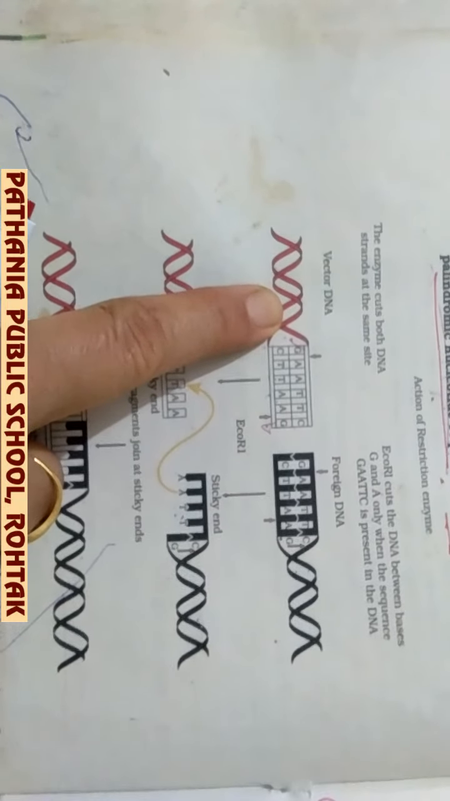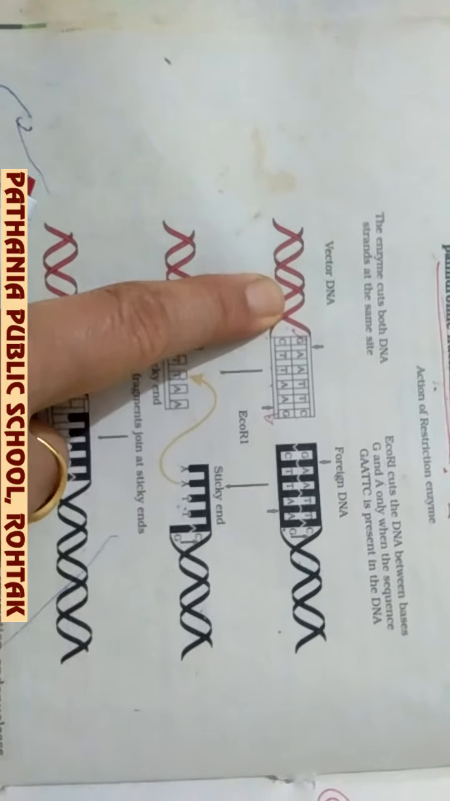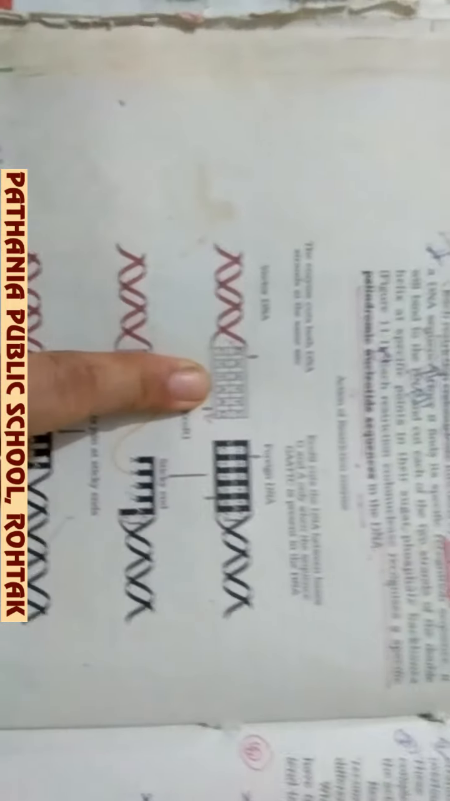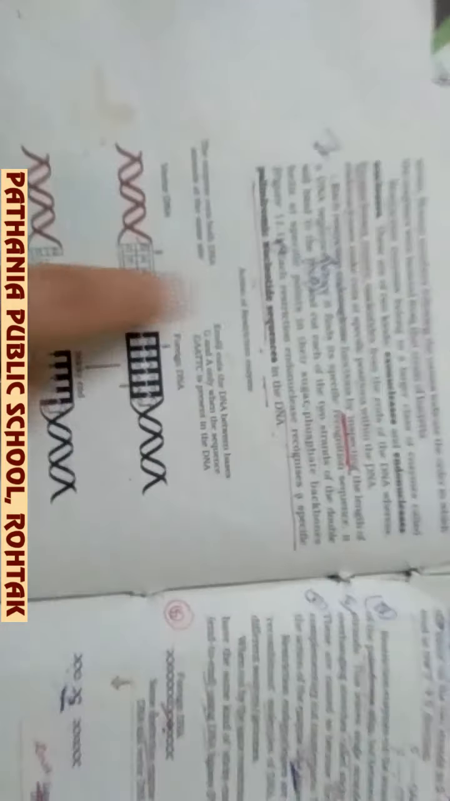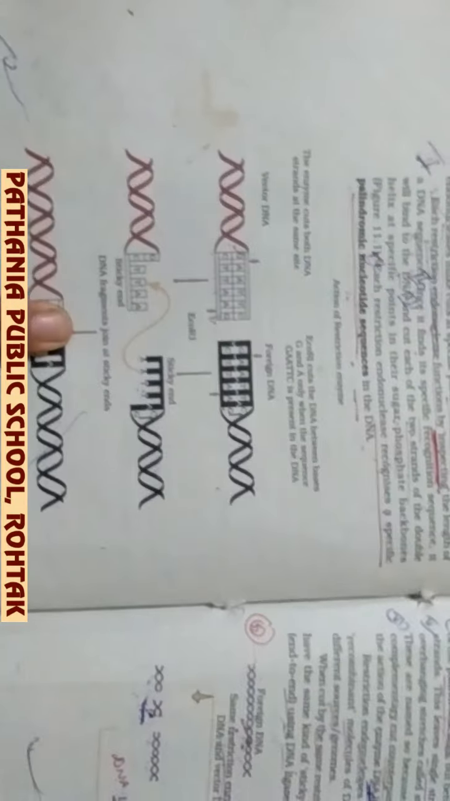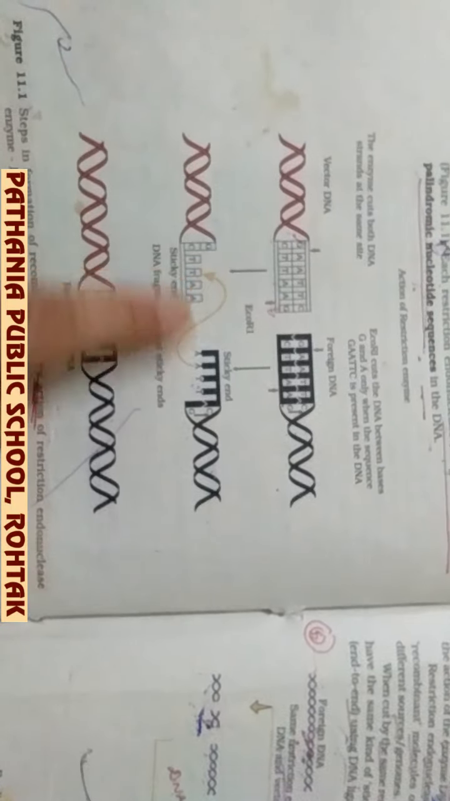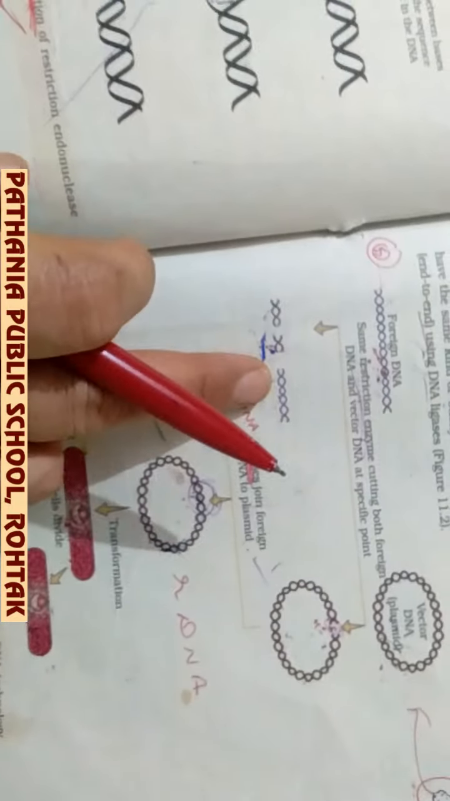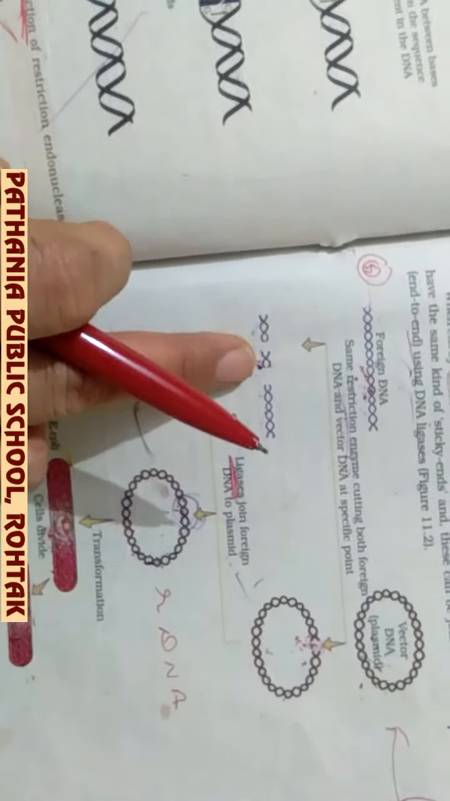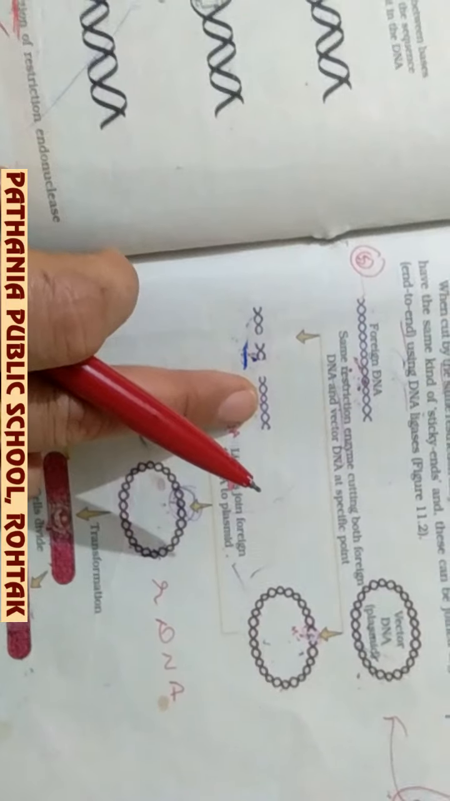Suppose this is the DNA which is obtained from the source cell. So it is to be cut by the restriction enzyme. This we have already discussed in the previous videos. And when it is cut by the restriction enzyme, various fragments of the DNA will be formed like this. Okay, various fragments of the DNA will be formed like this.